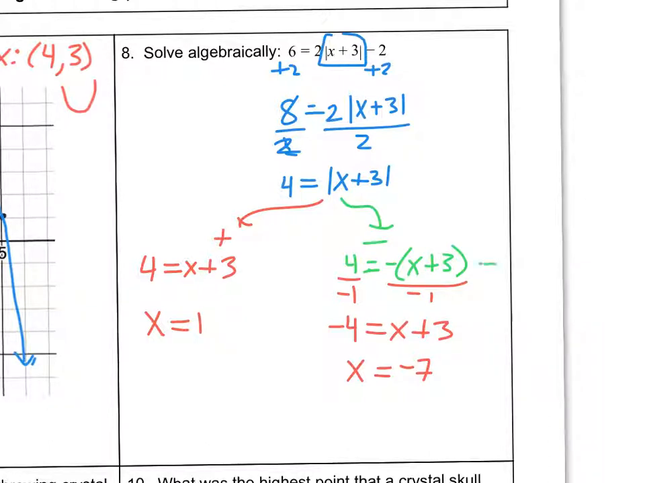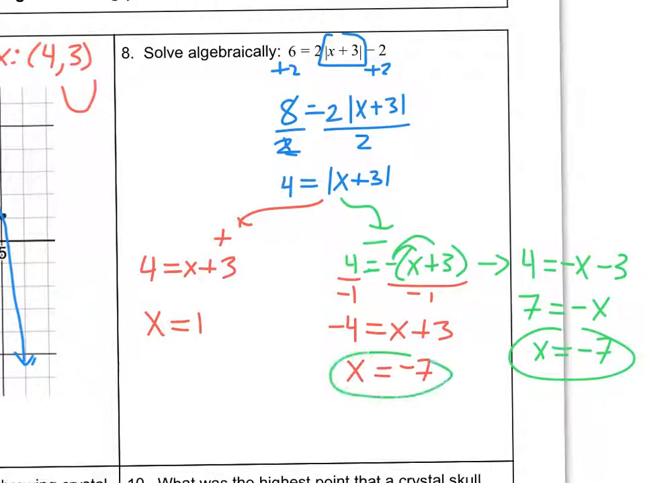Others of you are doing some distribution here, and you're getting -x. This is where I see a lot of mistakes. You need to distribute to the 3 as well, -3. So then if we add 3 to both sides, we get 7 is equal to -x, or x is equal to -7. Either way on the right side is appropriate. They both give you the same answer, but you have to find one that makes sense for you.